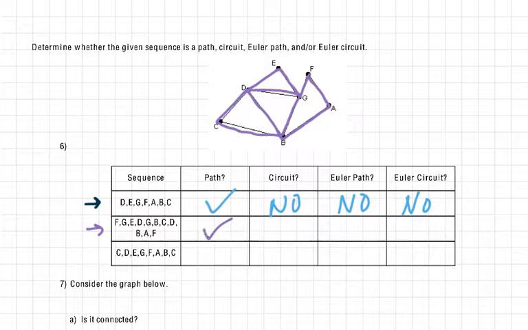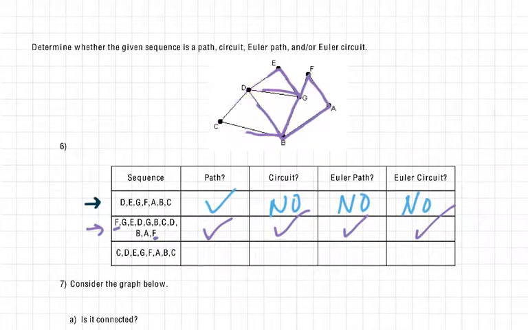It's a circuit because it ended and started at the same vertex, F. It went through each of the edges exactly once. We had no overlap where we went over the same edge twice, so therefore it's an Euler path. And because it started and ended at the same vertex and goes through each of the edges exactly once, it is an Euler circuit. So that is an example of an Euler path and an Euler circuit.